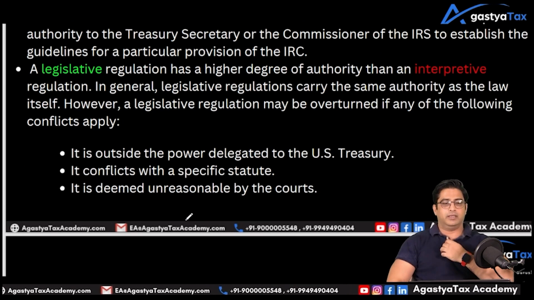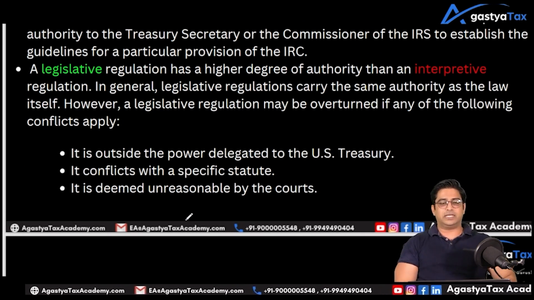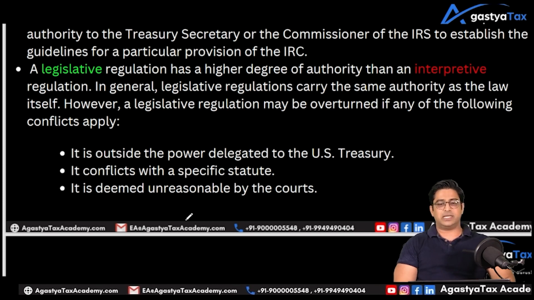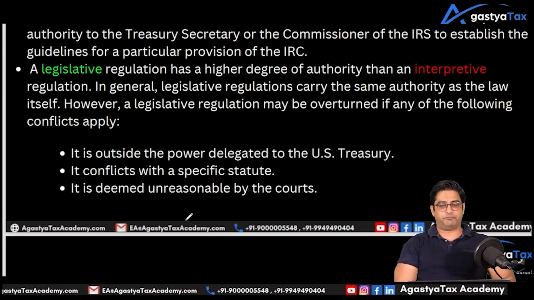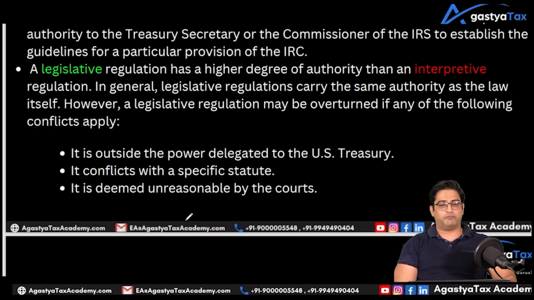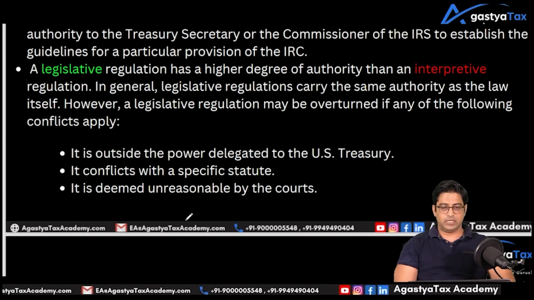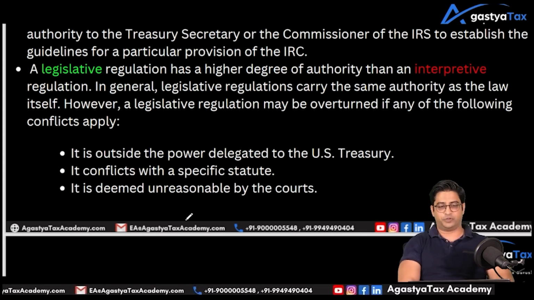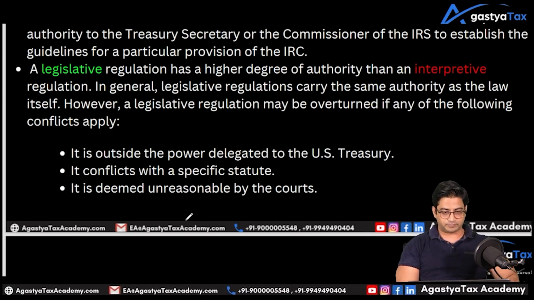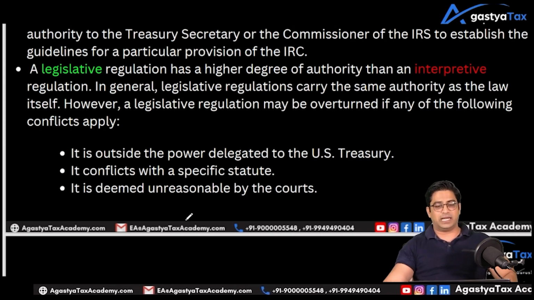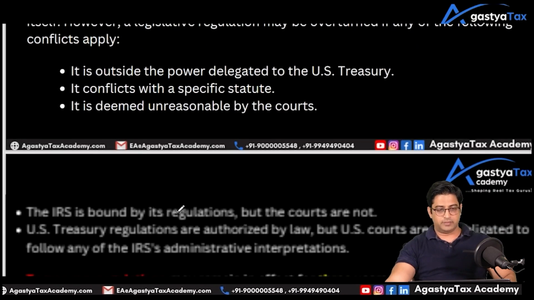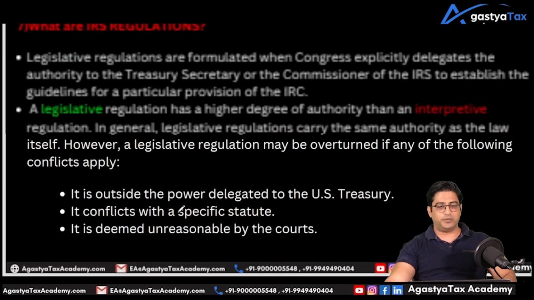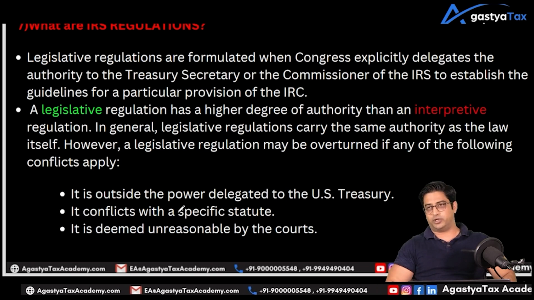So what are we saying? In general, legislative regulation carries the same authority as the law itself. However, a legislative regulation may be overturned if any of the following conflicts apply: it is outside the power delegated to the US Treasury, if it conflicts with a specific statute, or if it is deemed unreasonable by the courts. See, we are saying legislative regulation is the highest degree of authority, equivalent to tax law.